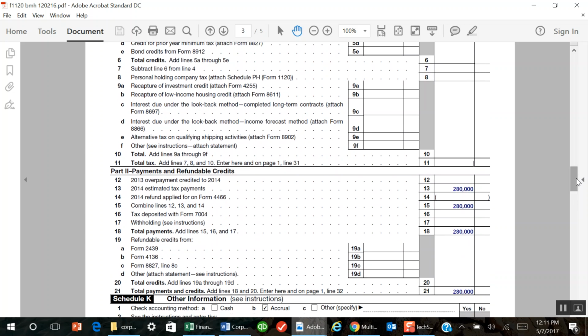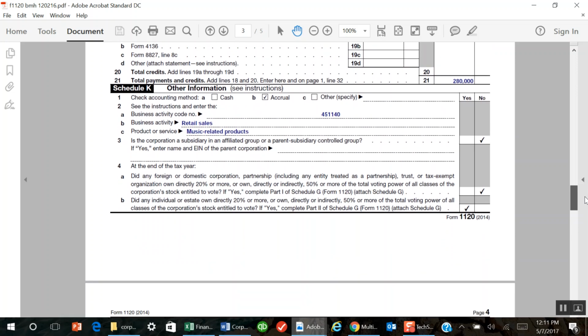Okay, part 2 was where you're supposed to list the payments you made towards your tax liability during the year. I told you that they made total estimated tax payments of $280,000. I changed the facts a little bit since last semester, and I told you that they also paid $10,000 with their extension, which is the 7004. So line 16 should have also had $10,000 on it for a total of $290,000. And then that 290 gets transferred to page 1, line 32. Most of you got that right.